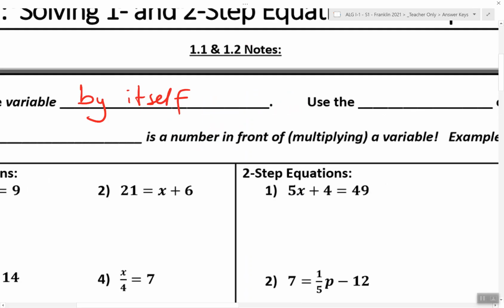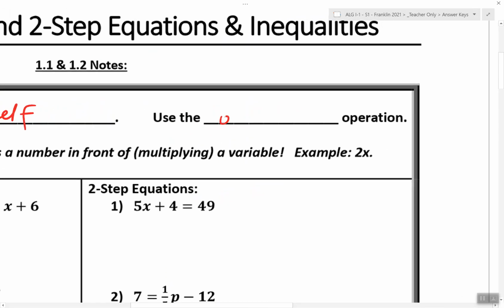And to do that, we're going to be using the opposite operation. So whatever's happening in the equation to the variable, you're going to do the opposite of that. So if it says x plus 5, you're going to be subtracting 5, and so on.